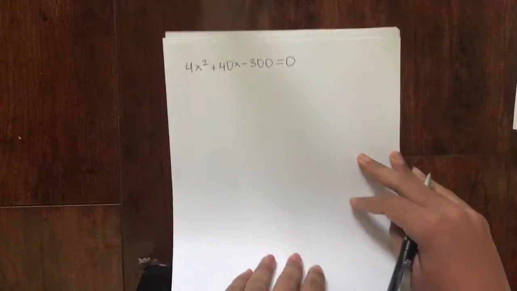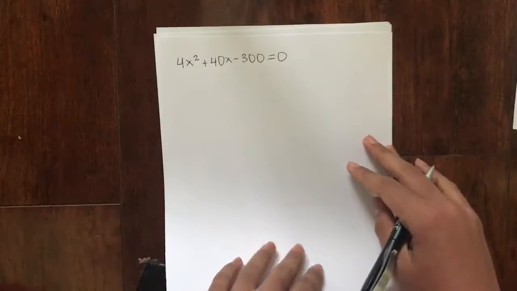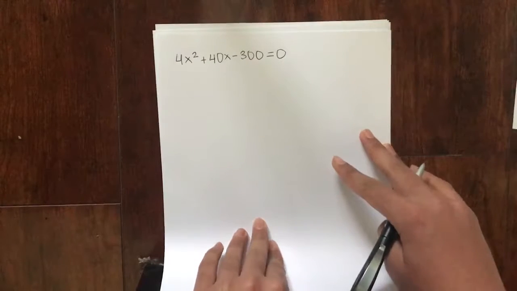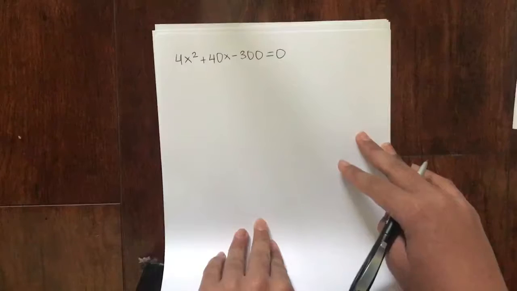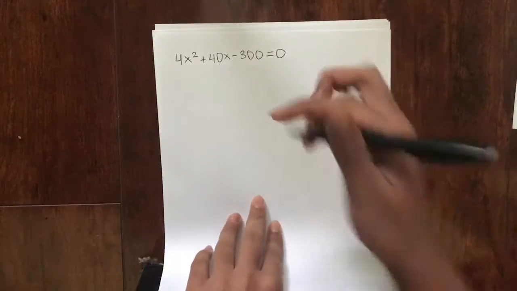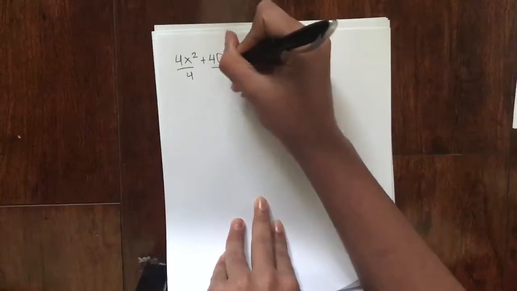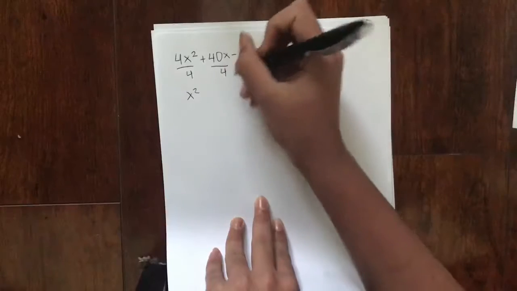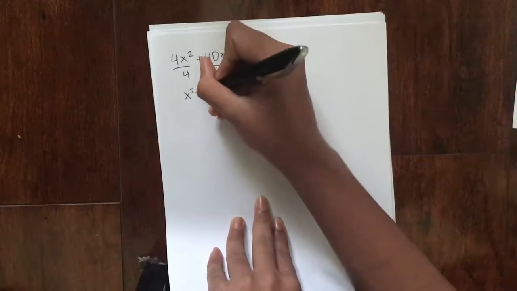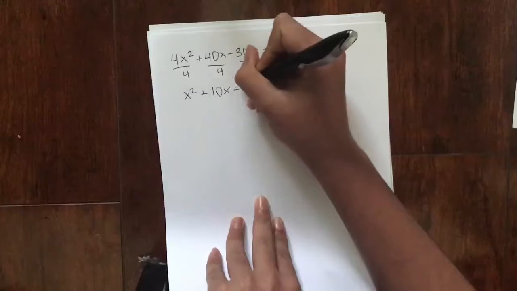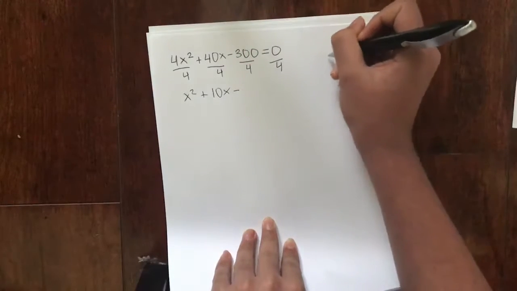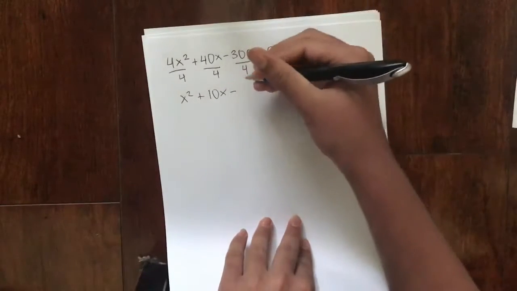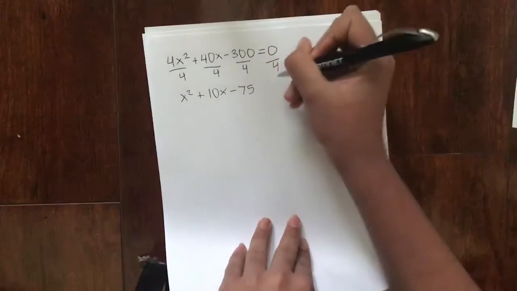As you can see, this is in the form ax squared plus bx plus c. What I usually like to do here is make the leading coefficient equal to 1. So how do you do that? Just divide everything by 4. Now you get x squared, 40 over 4 is plus 10x, minus 300 over 4, which you can do in a calculator or with long division. That's equal to 75, which is equal to 0.